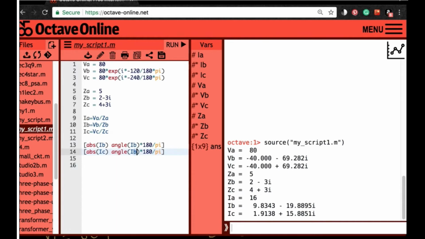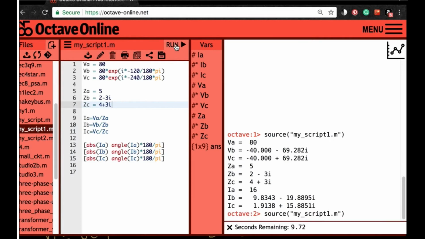I can even do it for IA. Let's do that. Although we already know the result for IA, because the load is purely resistive, the imaginary component will not be there here. So I hope everything is correct. So again, I save and then execute this program.